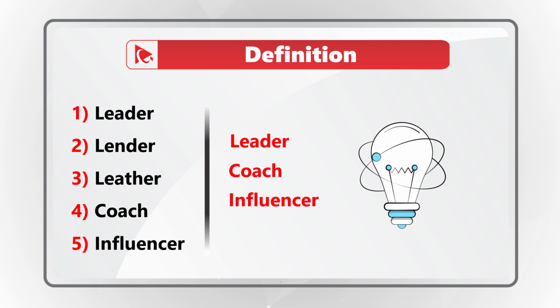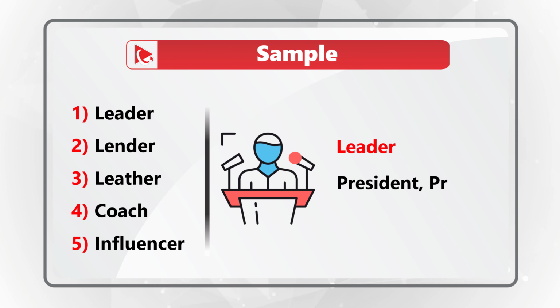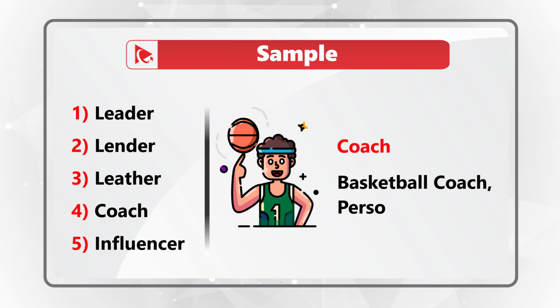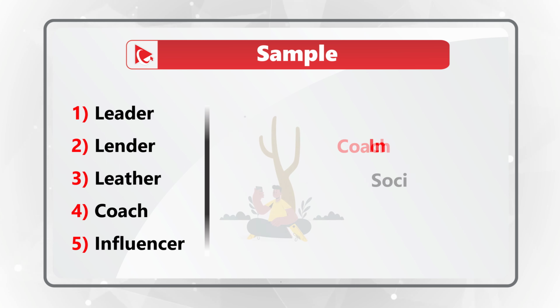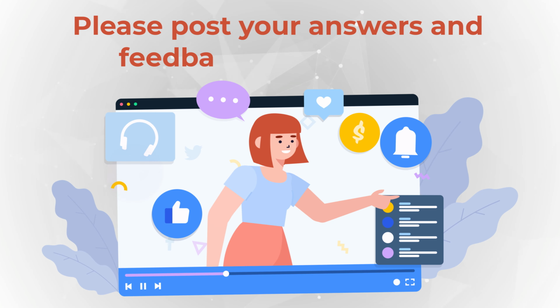Basically, the similarity between these words is that they represent someone in power who uses his or her skills to help others. For example, leader could be a president, prime minister, or CEO. Coach could be somebody helping with sports activities like basketball coach, or with personal development like personal coach. An influencer could be someone who has following on social media, for example, social media influencer. Do you see any other ways to use these words? Please make sure to share in comments.